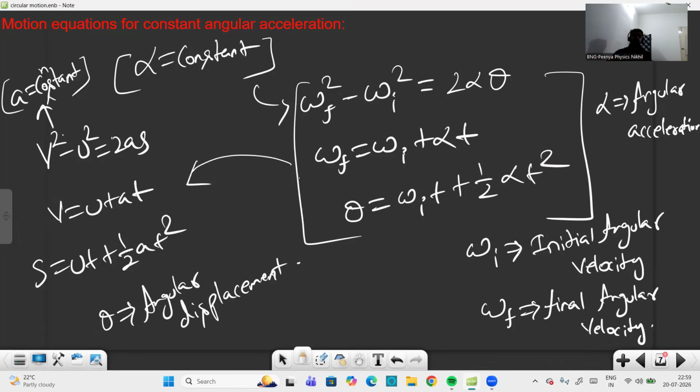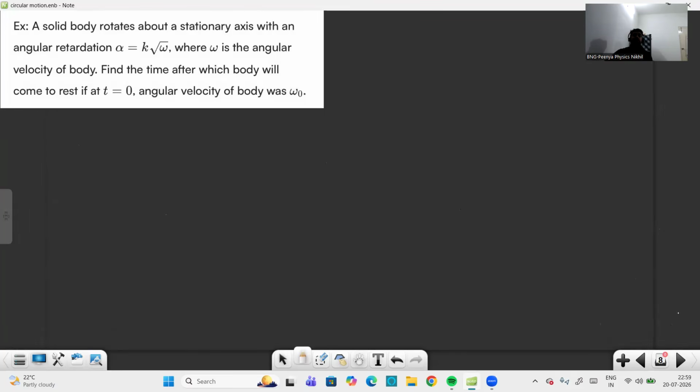I hope all of you understood. By comparing with the motion equation for a straight line, it is easier to understand this. Now we will solve some questions based on this topic. Some questions are mentioned here, and we'll do them one by one.